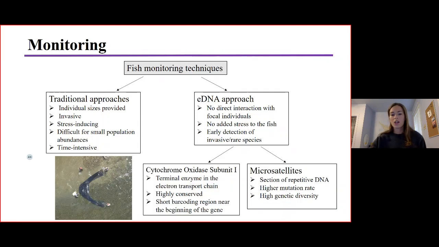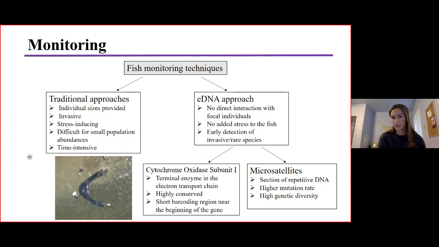So specifically for the mitochondrial marker, I used the gene cytochrome oxidase subunit 1, which is actually the gene that encodes the terminal enzyme in the electron transport chain. So it's very highly conserved among species, and there's actually a short barcoding region near the beginning of the gene. This region is species specific. So I ordered primers that were specific to the Atlantic salmon barcoding region for that gene. And that way we know that whenever we're amplifying the DNA, we're only amplifying Atlantic salmon DNA from that segment of the genome.